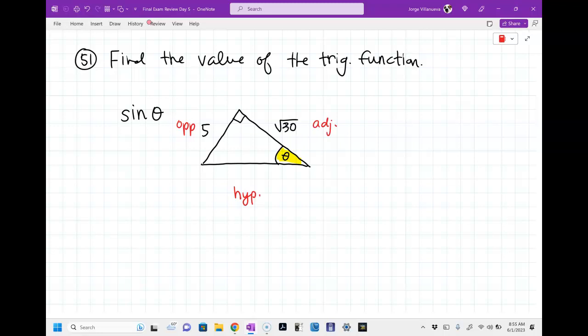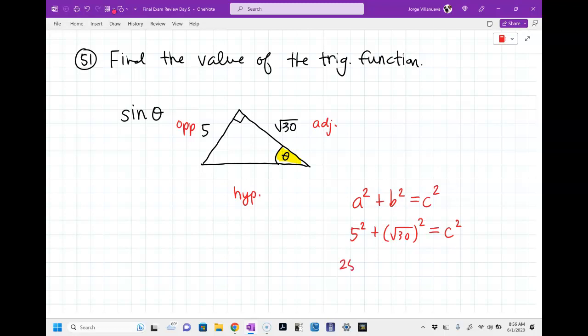So according to my definition, sine of theta is opposite over hypotenuse. I have opposite, I don't have hypotenuse. Okay, so let's figure that out. Let's do the work here. A squared plus b squared equals c squared. I know 2 sides, I don't know the hypotenuse. So 5 squared plus radical 30 squared is equal to c squared.